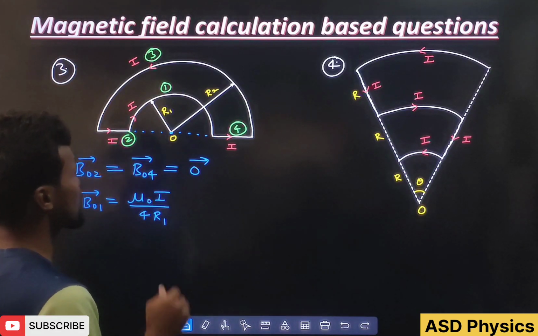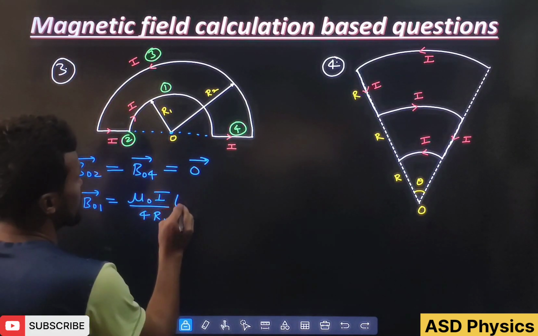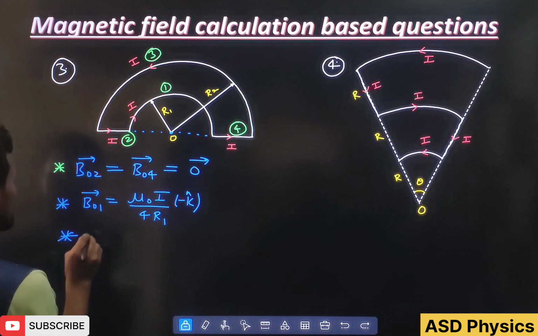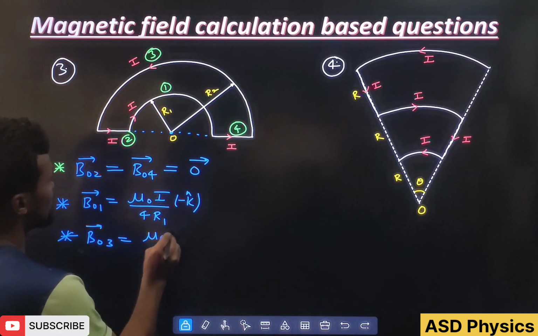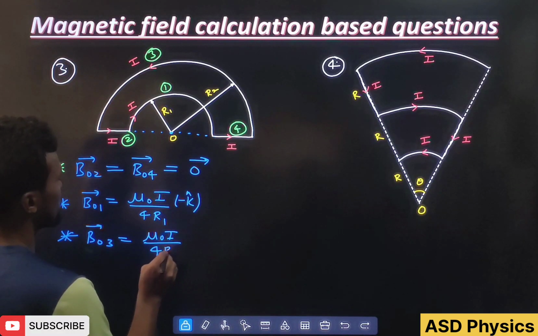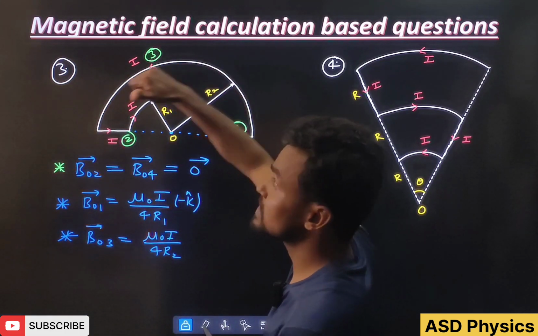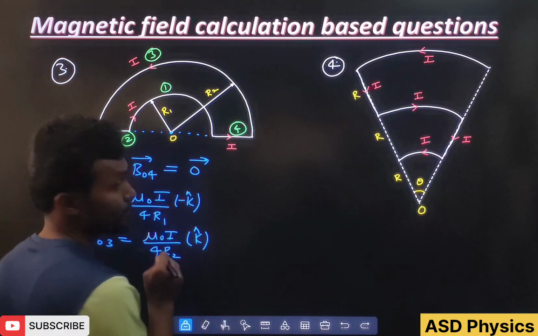Magnetic field in which direction? See, the current is like this. So thumb is going inside. So I can write here minus k cap. Similarly, due to section 3, what will come here again? Semicircular. So mu naught I by 4r2. Now current is going this side like this, so thumb is coming outside here. That means here we can write k cap.